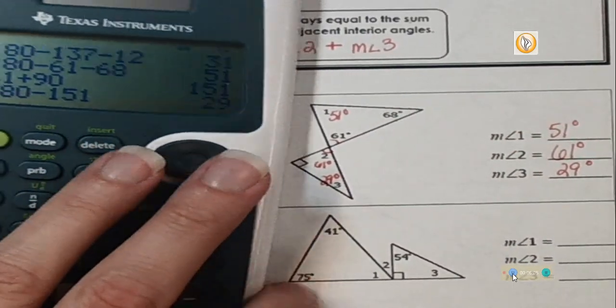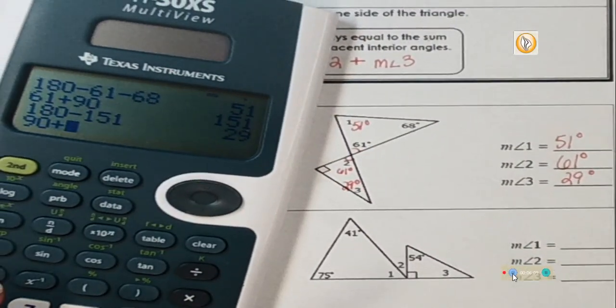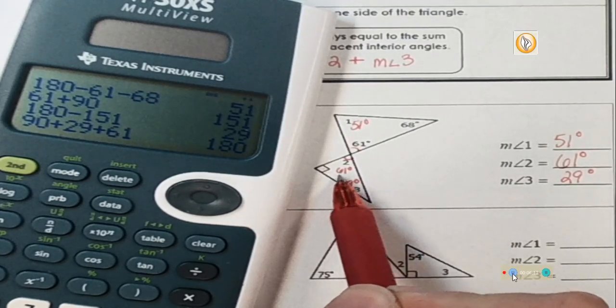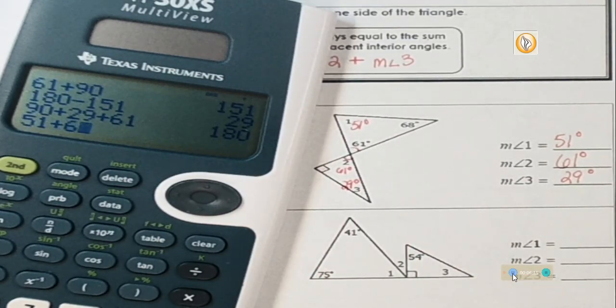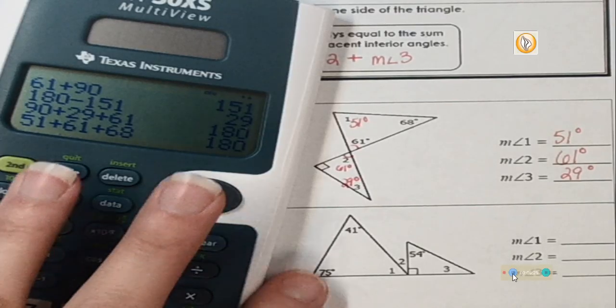Now, you can check your work, okay? So add these up. 90 plus 29 plus 61. That's a triangle. It has to equal 180. Add these up. 51 plus 61 plus 68. They have to equal 180. If they don't, something's wrong. Now, the reason I didn't say you're wrong, your numbers might be right, but if you type them wrong when you're checking, that's what's wrong, okay?